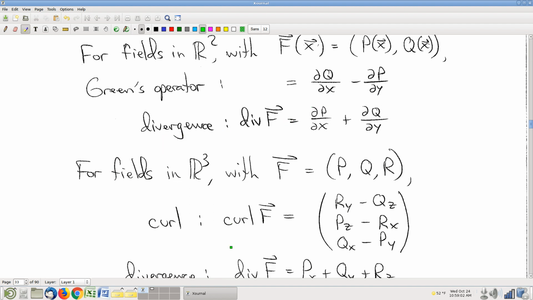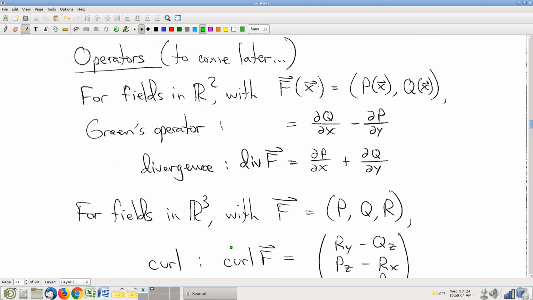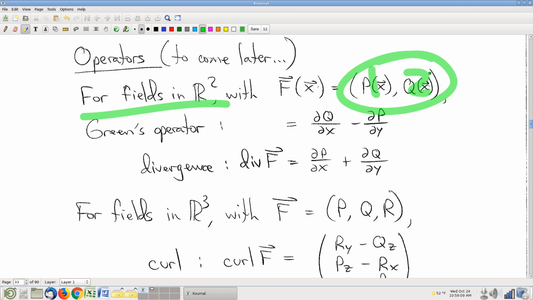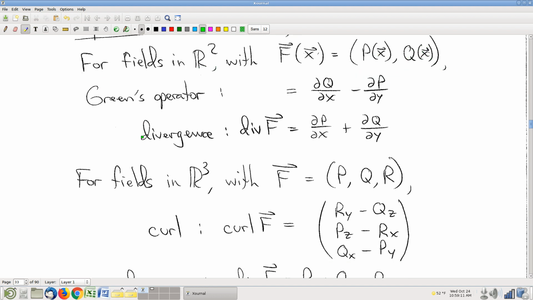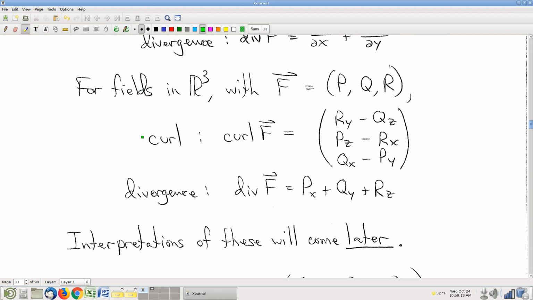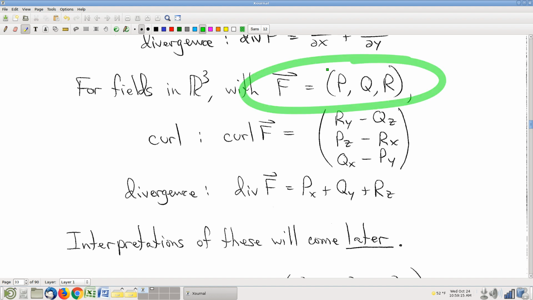Notice these are for vector fields in R2, so there are two components there. There are, of course, also vector fields in R3. If you have a vector field in R3, here's the notation that we typically use: P, Q, and R. Again, you'll also see F1, F2, F3, and that kind of thing. Here we're going to use P, Q, R, just like the book does, very standard.